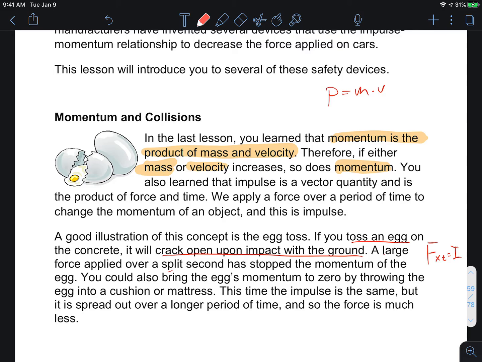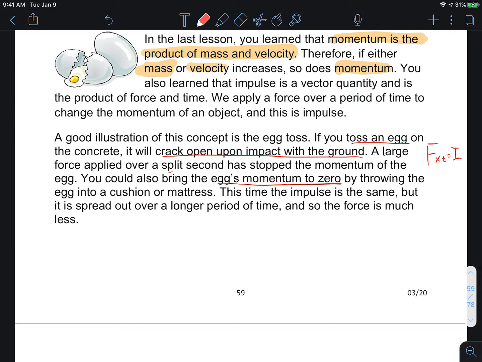You could also bring the egg's momentum to 0 by throwing the egg into a cushion or into a mattress. This time, the impulse is the same. You are taking its momentum to 0, but it is spread out over a longer period of time so that the force is much less.